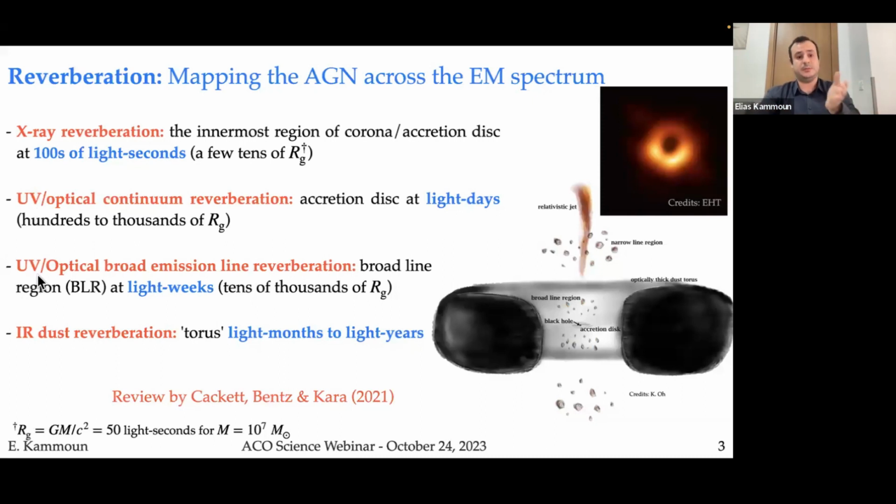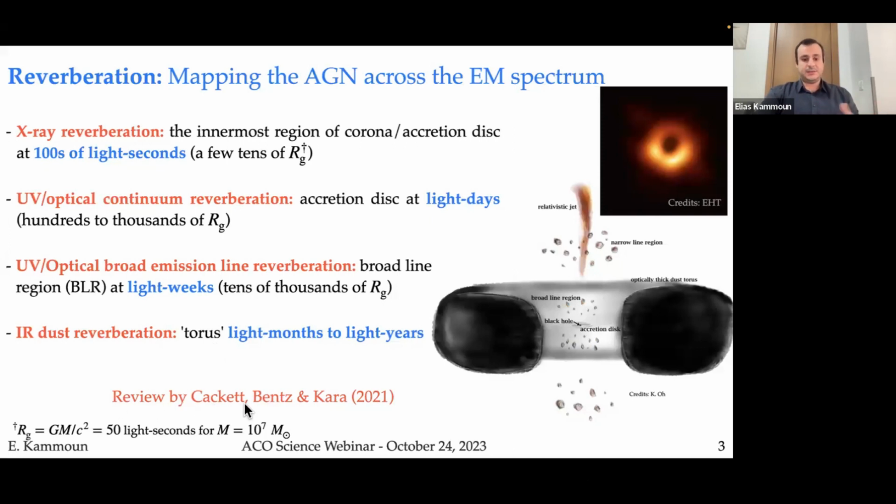Also in the UV optical, but looking at the broad emission lines, we can probe the broad line region at a time scale of a few light weeks. And if we look in infrared, we can probe the dusty torus at a time scale of months to years.